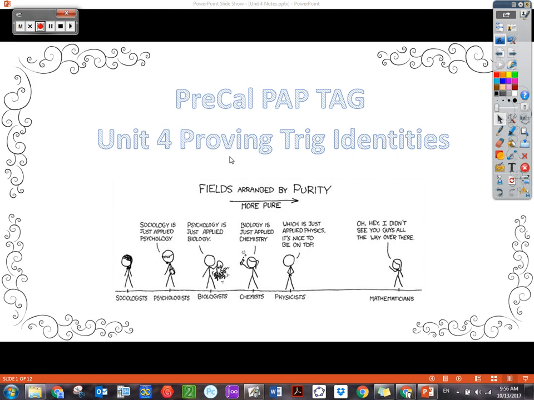Okay guys, we are starting a new unit. This unit is on proving trig identities. Just so that you're aware, this unit, Unit 4, which is proving trig identities, and Unit 5, which is trig equations, solving trig equations, are so important to us.